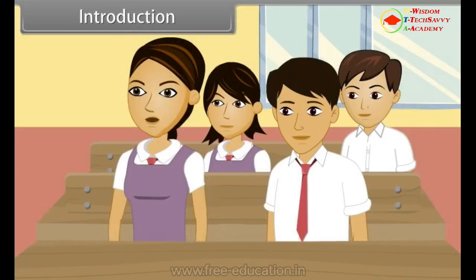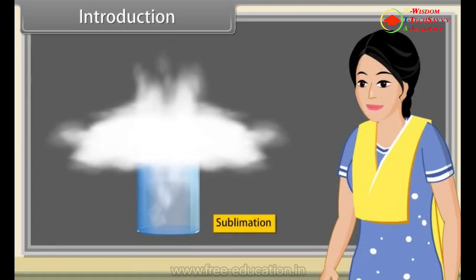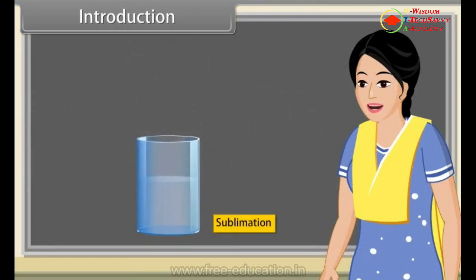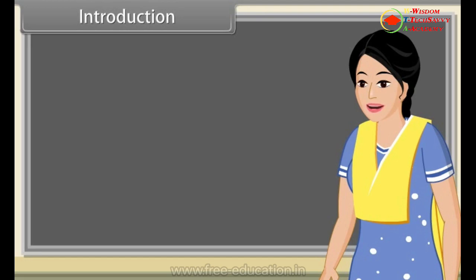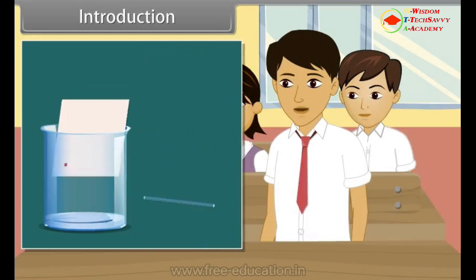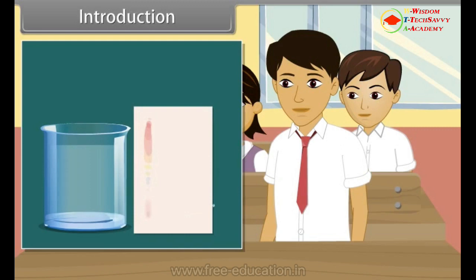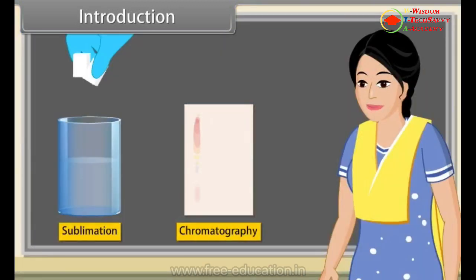Teacher, what is sublimation? Sublimation is the process in which a solid directly converts to vapor state without passing through the liquid state upon heating. Now, can anybody tell me what is chromatography? Teacher, chromatography is a technique used to separate and analyze a mixture of chemicals. Very good, Aryan. Now we'll study the processes of purification in detail.